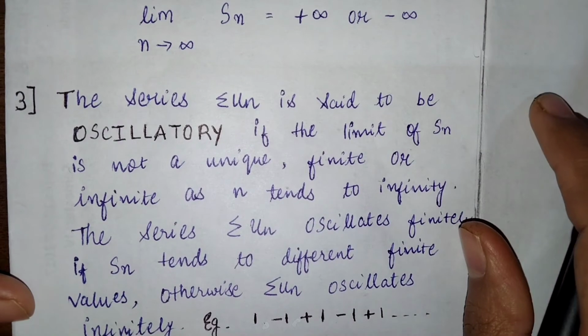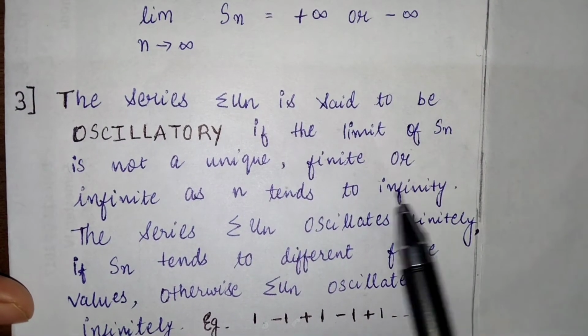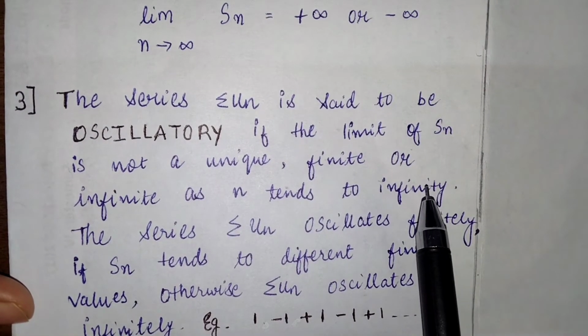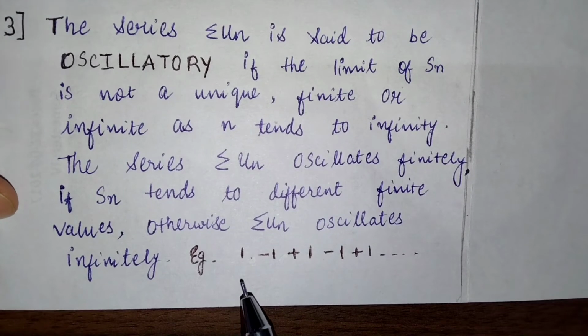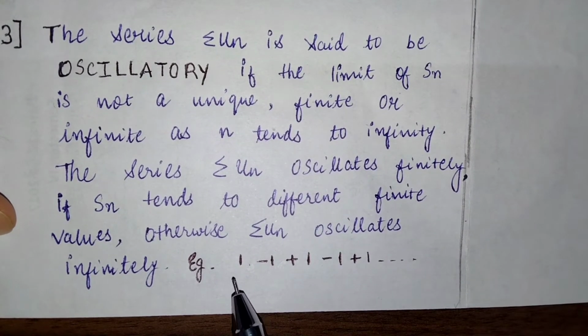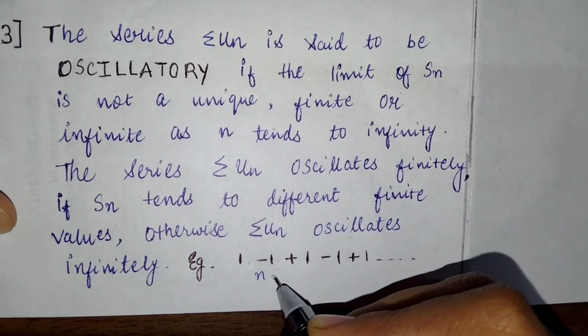And oscillatory series: here the limit of the series will not be unique or finite or infinite, but the series will oscillate. For example, as we saw in the sequence also, if it is given 1 minus 1 plus 1 minus 1 up to, then we have more than one value for n equal to odd.